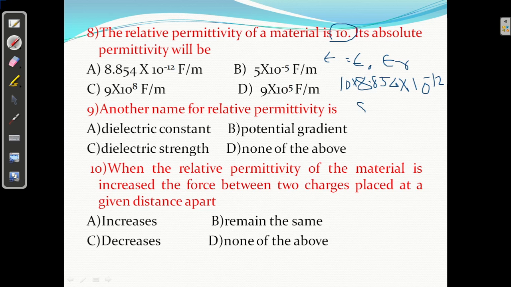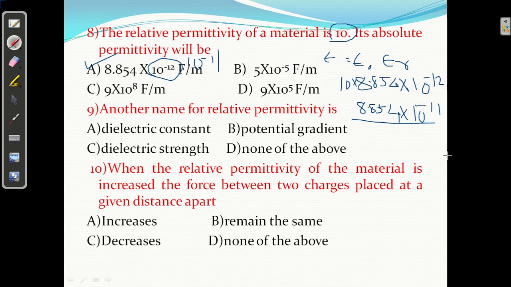What is the answer? 8.854 into 10 raised to power minus 12 into 10 gives 8.854 into 10 raised to power minus 11. That is the correct answer, but it is not given, so something is wrong here. If this option is 10 raised to power minus 11, then this is the correct answer.